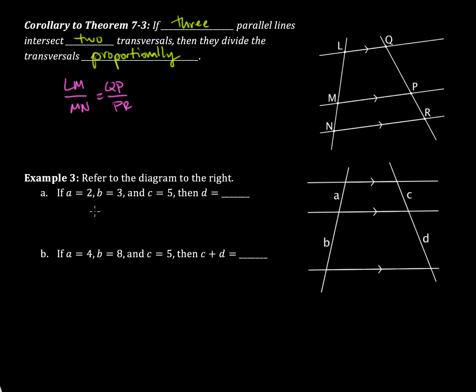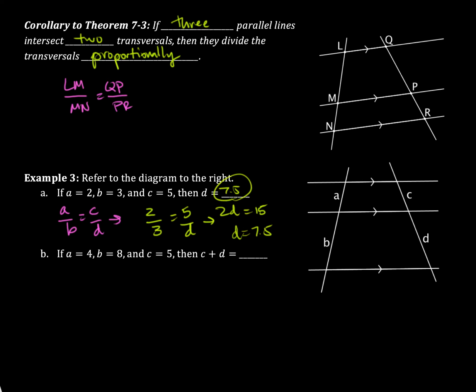So how can we use that? Well, if I look here, I have a similar diagram. I have some values for A, B, and C, and I need to find some other things. So I know that in this picture, with these lines being parallel and these two things being transversals, that A over B would equal C over D. So if I fill in these numbers here for these different variables, I'd have 2 over 3 equals 5 over D. Cross multiply, I get 2D equals 15. Divide both sides by 2, and D equals 7.5.